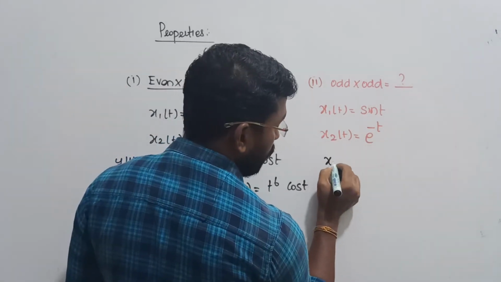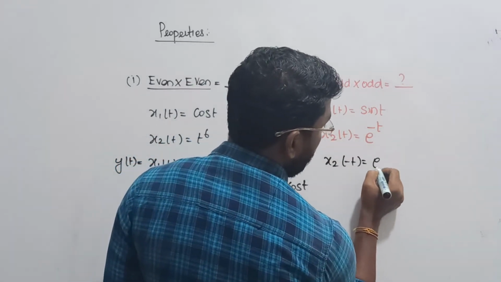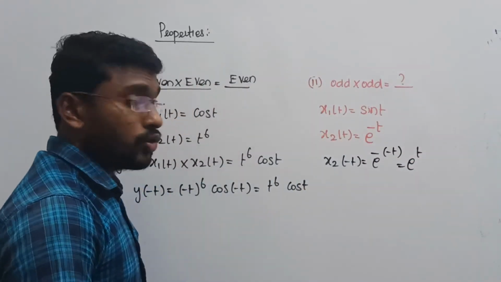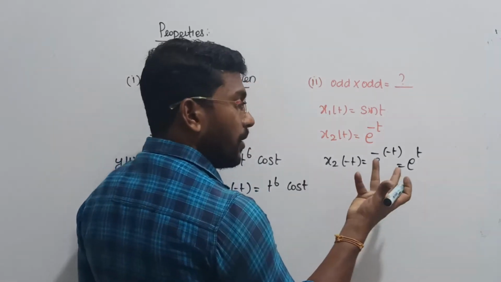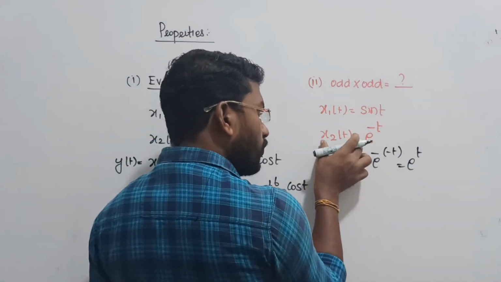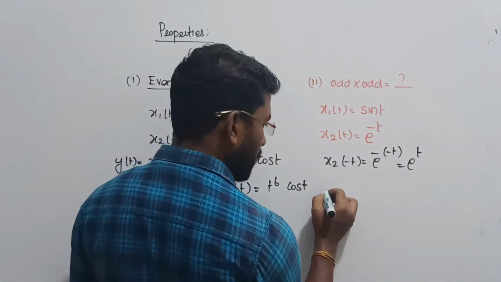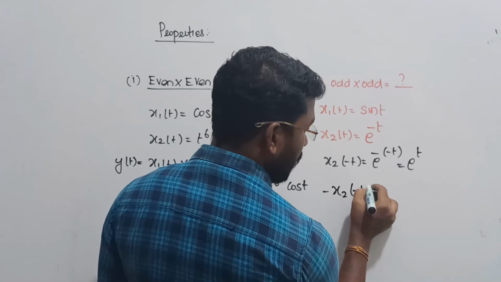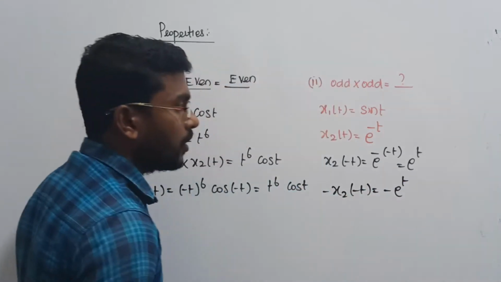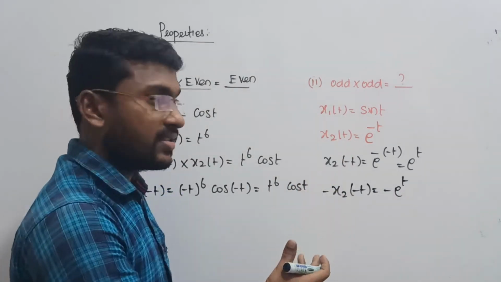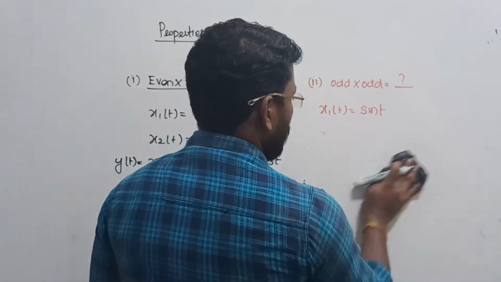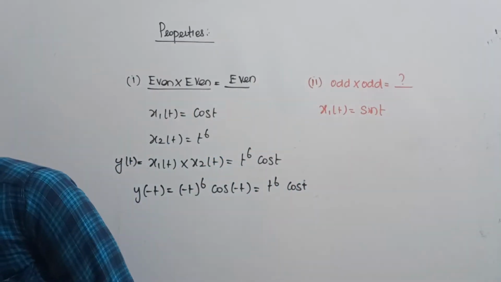For that, x2 of minus t should be equal to e power minus of minus t. Here I am going to get e power t only, right? So see there, here I am not getting an odd signal, so I made a mistake. I have to correct it because x2 of t and x2 of minus t are not equal. At least for an odd signal, if you multiply by minus, we are going to get minus e power t only. So the conclusion is this is not an odd signal. So we have to correct it. Let me take some other example, right?